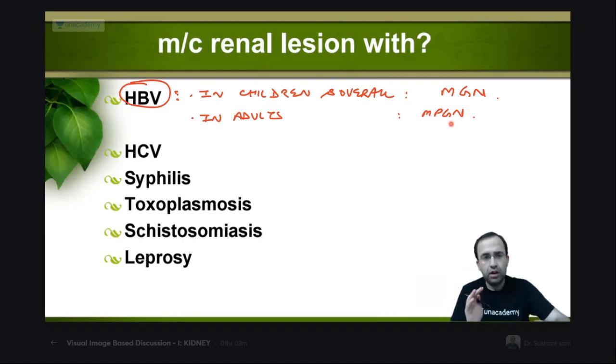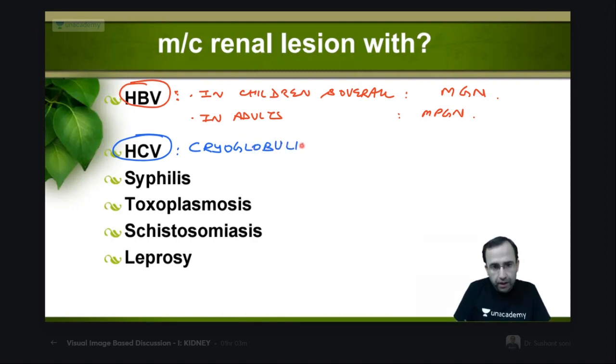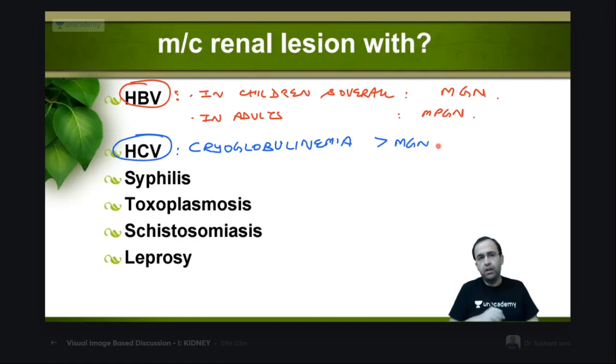Next question, HCV, hepatitis C virus. It is associated with both MGN as well as MPGN, but most commonly it is associated with cryoglobulinemia. If cryoglobulinemia is not in the options, followed by MGN. Look, both hepatitis B as well as hepatitis C cause cryoglobulinemia and MGN. But hepatitis C is more commonly associated with cryoglobulinemia, hepatitis B with MGN. All these are the high yield points.